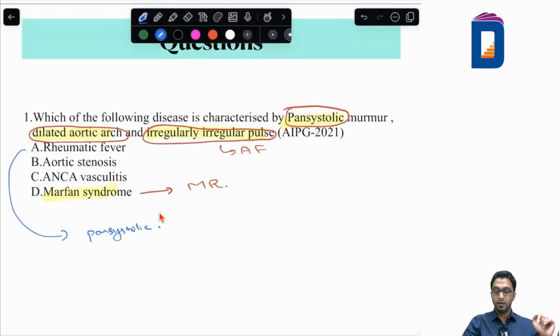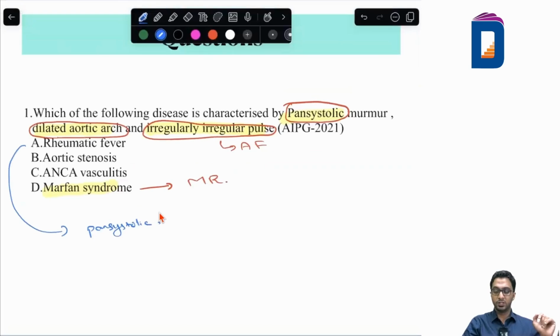Okay, and aortic stenosis, what is it? What is the problem? What is the murmur associated with aortic stenosis? Anyone?